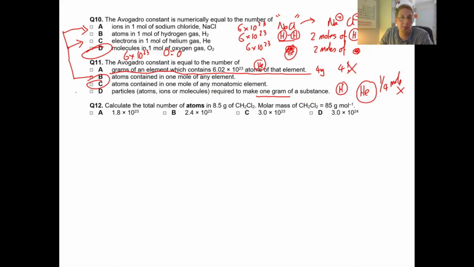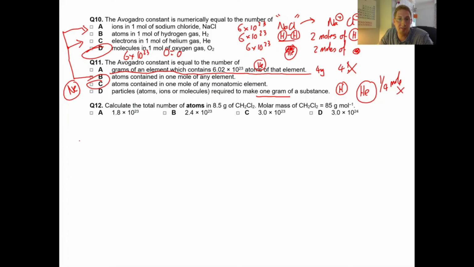So if we've got 1 mole of neon, 1 mole of argon, 1 mole of krypton, that is a mole of atoms. But this is the first one that I think will really bring home to you what you need to do. You've got 1 minute to answer this question. Calculate the total number of atoms in 8.5 grams of CH2Cl2.